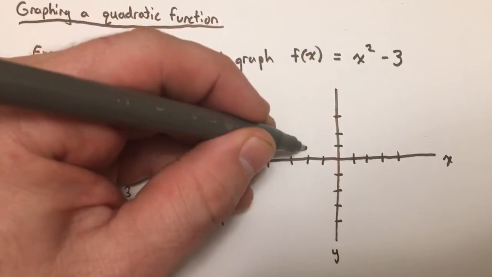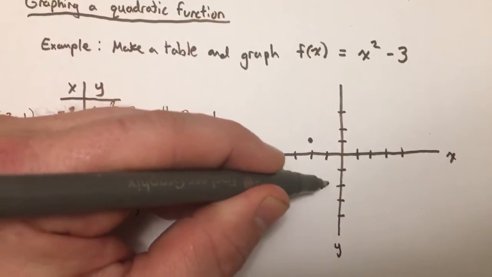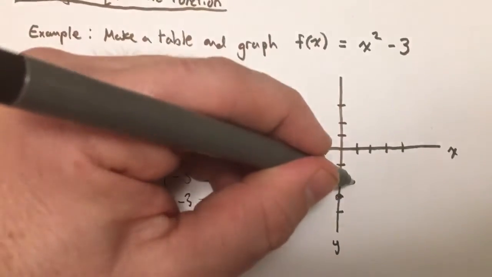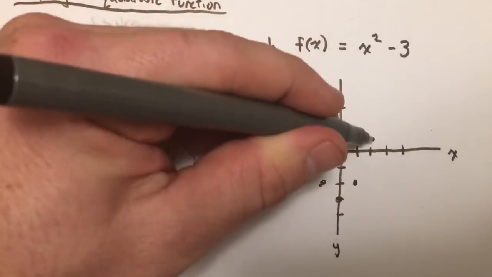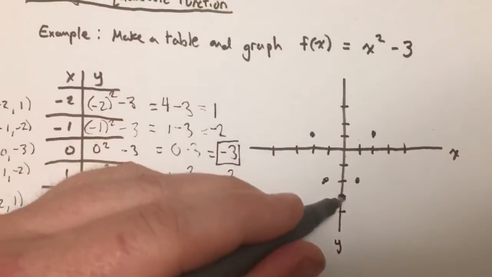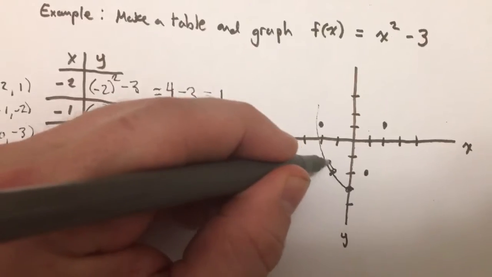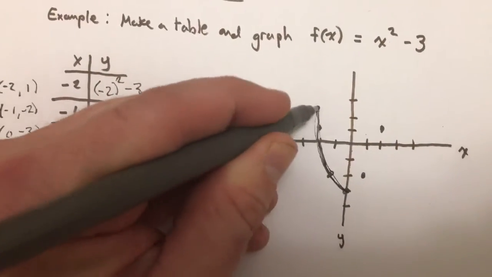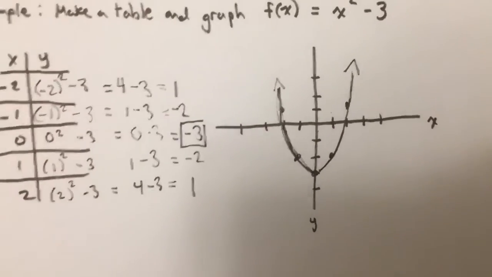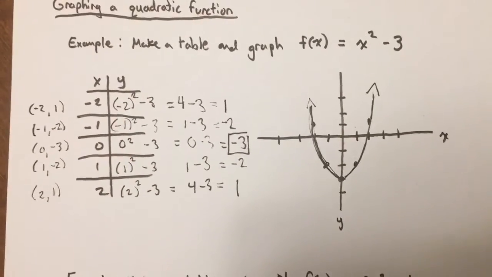So negative 2, 1 is right there, and then negative 1, negative 2, and then we've got 0, negative 3, then 1, negative 2, and then 2, 1. So you'll notice that we got that perfect mirroring going on about this value right here. And so what ends up happening, if I can draw a perfect curve right there, there we go, that helps. So we end up getting this behavior right here of this parabola. And so that is how you would graph a quadratic function.